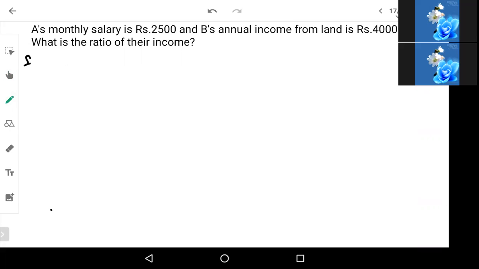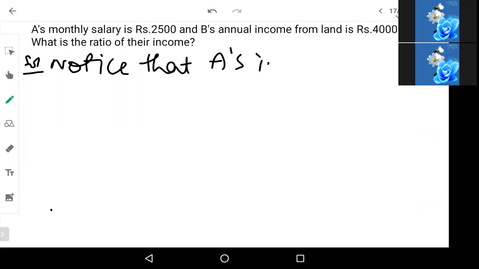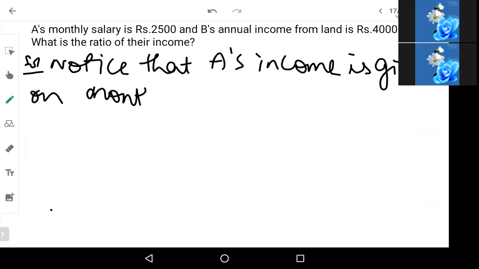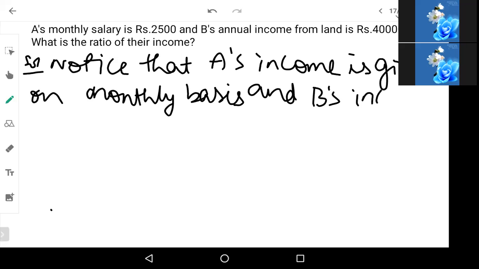So solution, notice that A's income is given on monthly basis and B's income on annual basis.